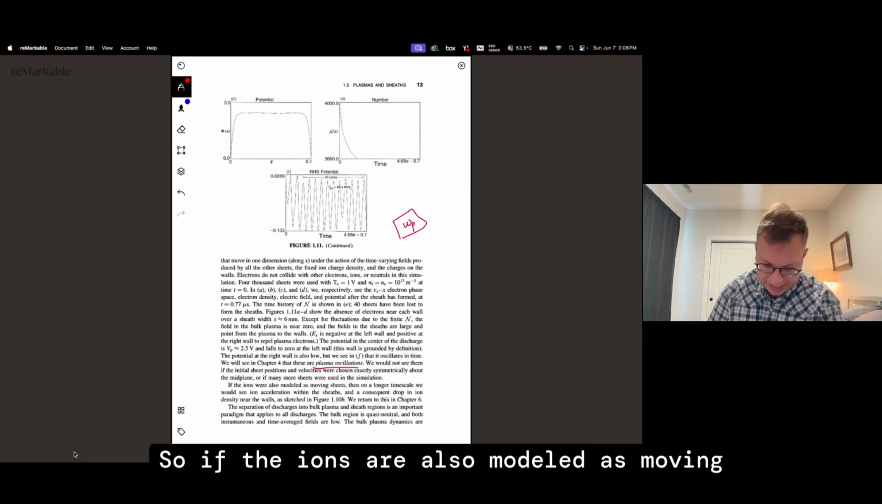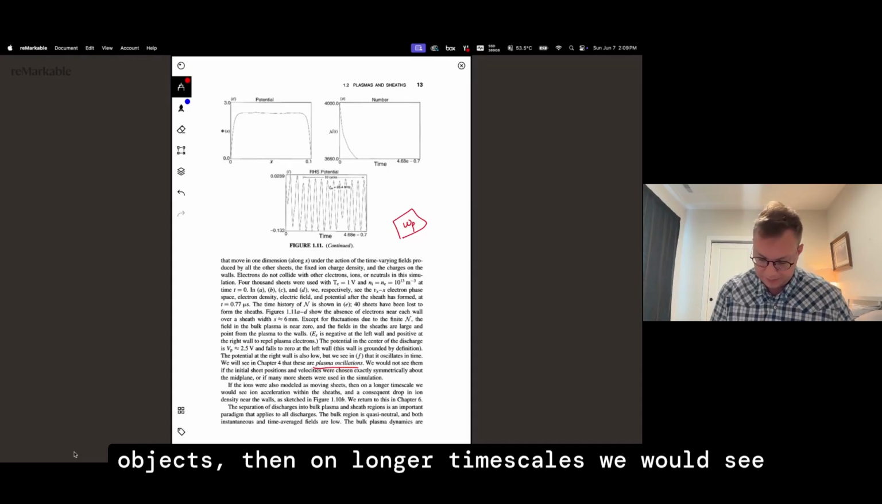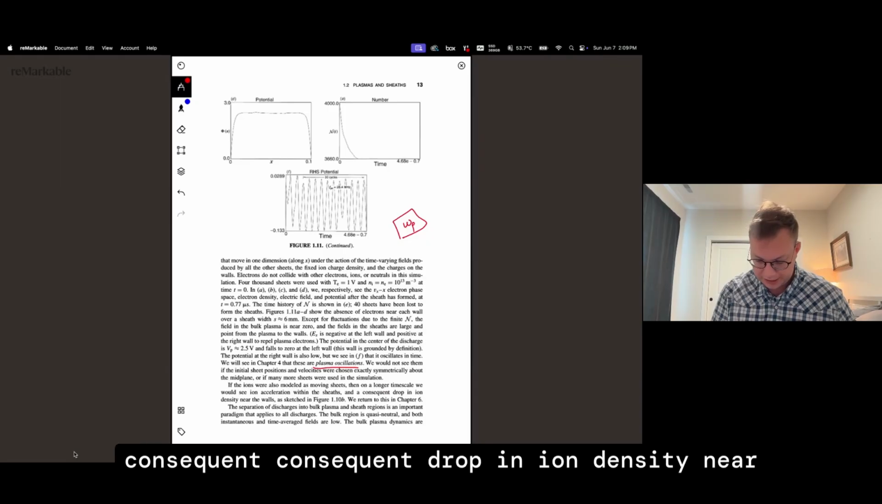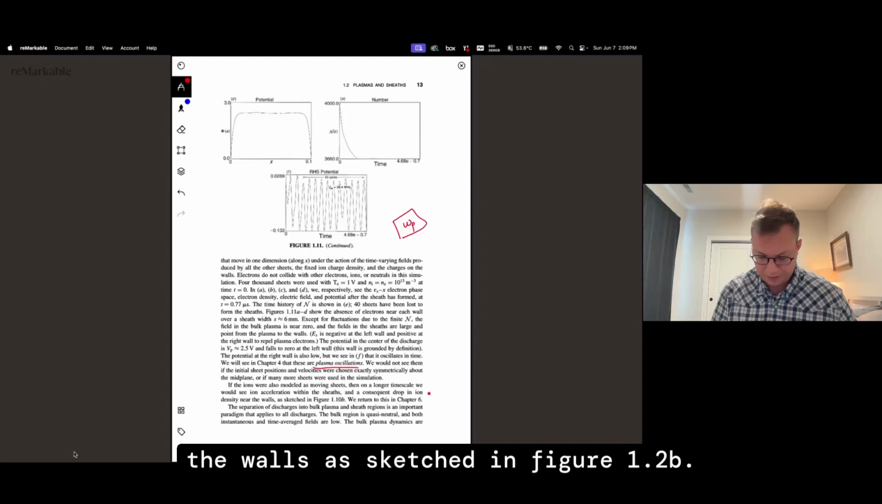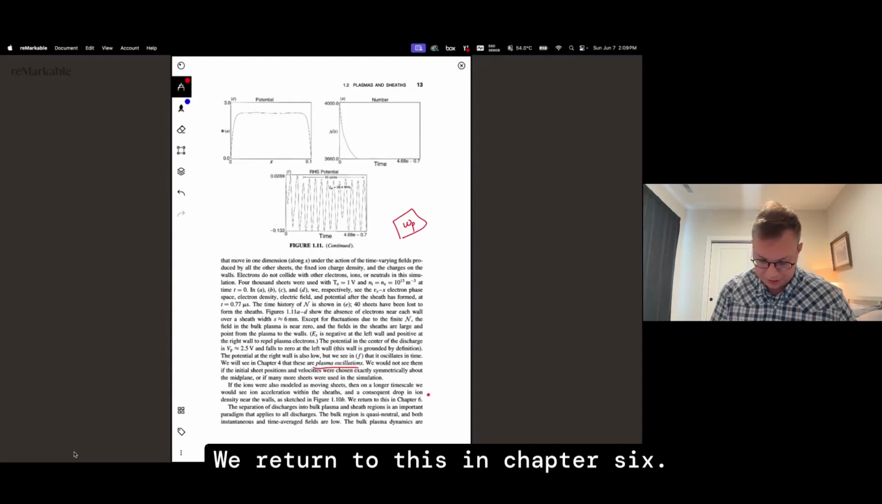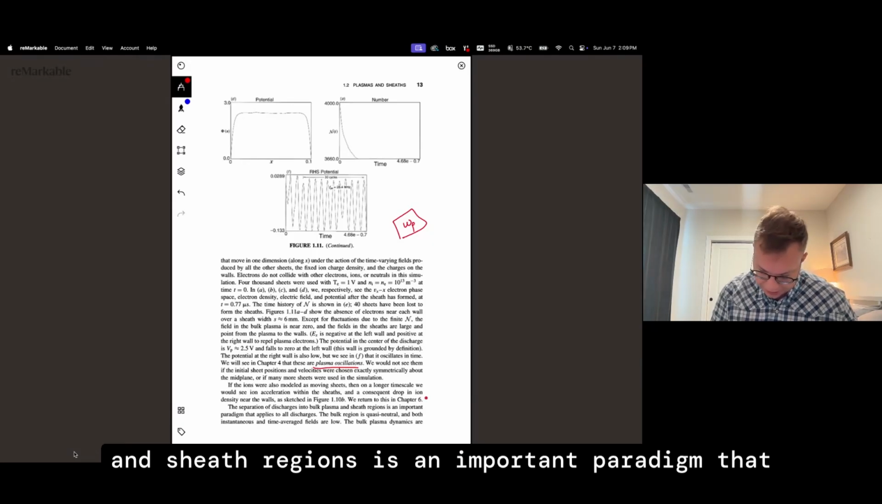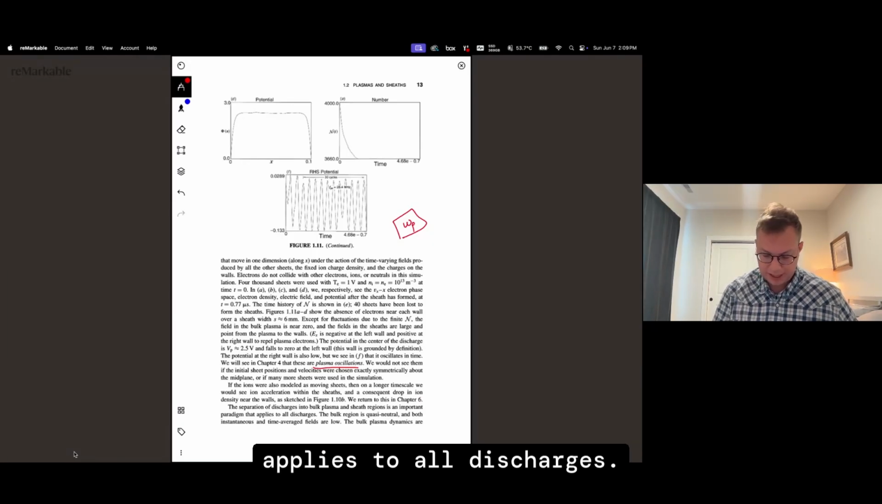If the ions are also modeled as moving objects, then on longer timescales we would see ion acceleration within the sheaths and a consequent drop in ion density near the walls, as sketched in figure 1.2b. We return to this in chapter 6. The separation of discharges into bulk plasma and sheath regions is an important paradigm that applies to all discharges.